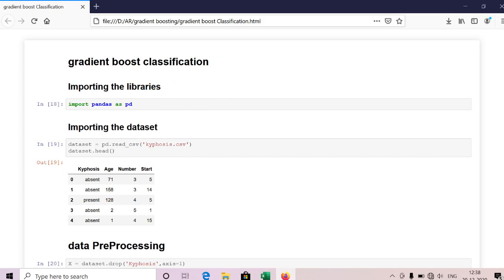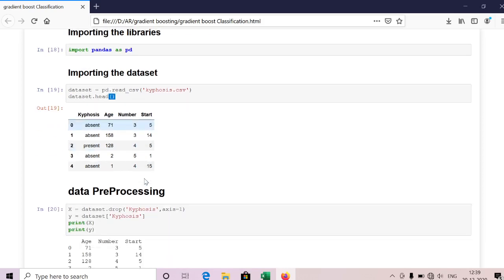This I already executed in the Jupyter Lab. I exported it as HTML, and I am explaining it here. Gradient boost classification. Here we import the libraries. I'm importing pandas as pd. If I want to read any Excel file, we need to use import pandas as pd. Here dataset is my object, equal to pd, pandas being the alias name, dot read_csv is the method. I am accessing my kyphosis.csv. Here I accessed the complete data set.